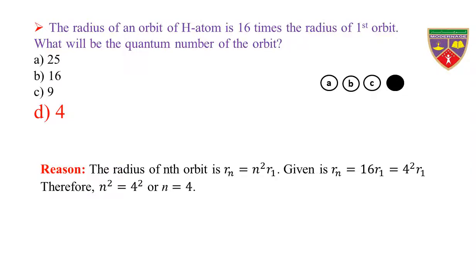Reason: the radius of the nth orbit is Rn is equal to n square R1. Given is Rn is equal to 16 R1, which is equal to 4 square R1. Therefore, n square is equal to 4 square, so n is equal to 4. Hence, the quantum number of the orbit is 4.